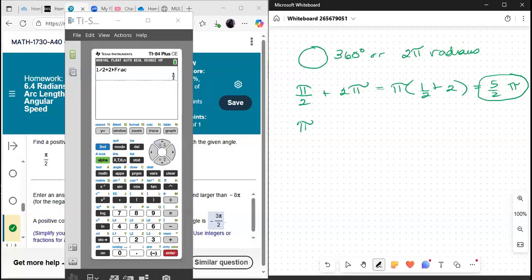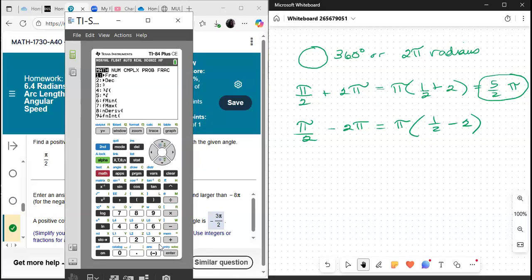And then to get a negative angle, we subtract 2 pi. So that's pi times 1/2 minus 2. 1/2 minus 2 is negative 3/2 pi. So there's our two angles that are coterminal. One's positive, one is negative.